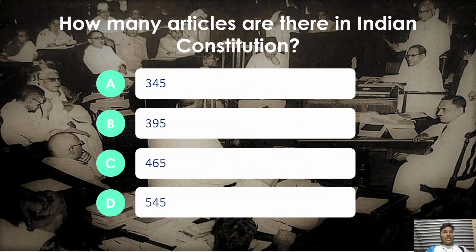The next question is, how many articles are there in the Indian Constitution? The first option is 345, the second option is 395, the third option is 465 and the fourth option is 545. The answer is 395, option B.